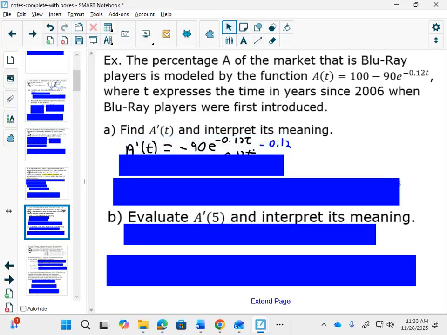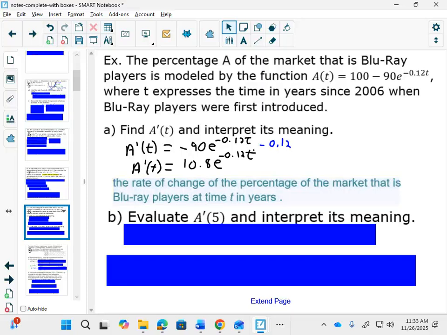Find A prime. So this time you would actually have to find it, because it's not a calculator question that says find it at a certain point until part B. So we do our chain rule. We can simplify if we want. And the negative 90 times the negative 0.12 is 10.8.